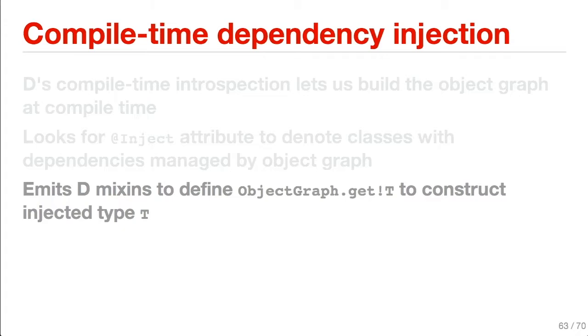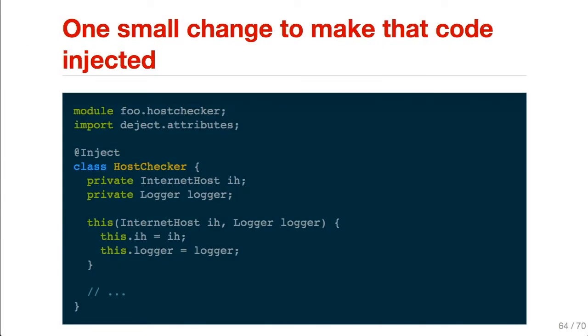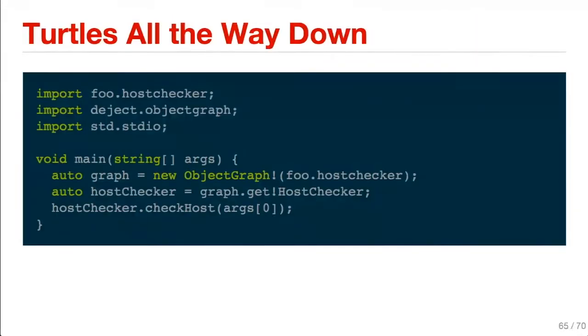So unlike other systems where you might have to look at this graph at runtime and do some RTTI to inspect a bunch of structs, this logic is all emitted at compile time. So basically, the only thing we have to do to actually make this code injected is add one line. I'm going to import a module deject.attributes and add an @inject before my class. And that's it. Deject takes care of the rest to create the object graph at compile time and maintain it at runtime so that the caller can construct instances of these host checkers on demand.